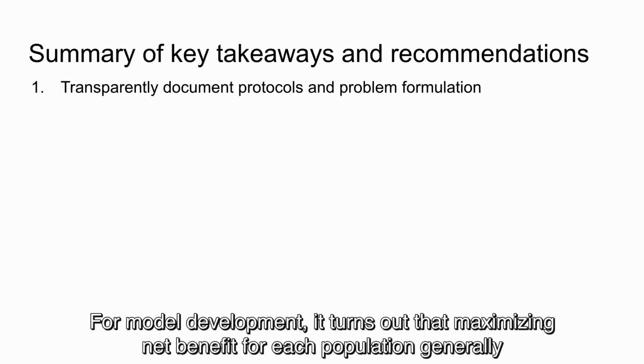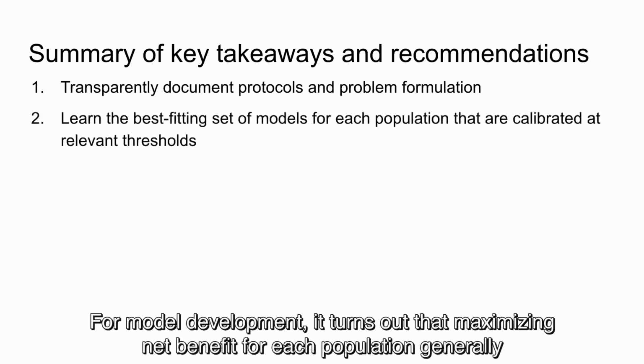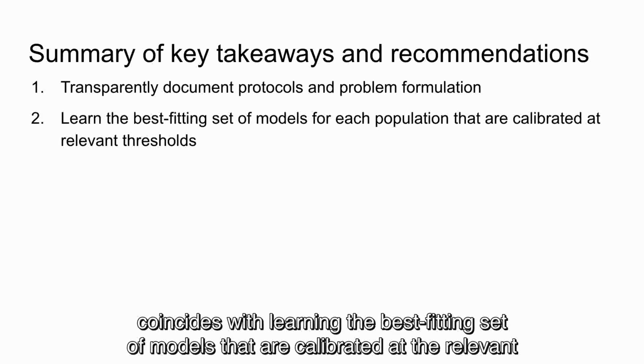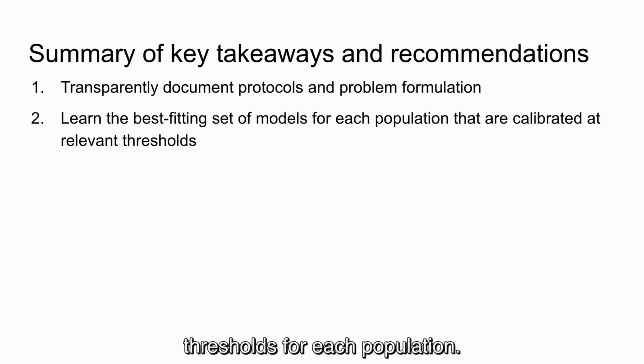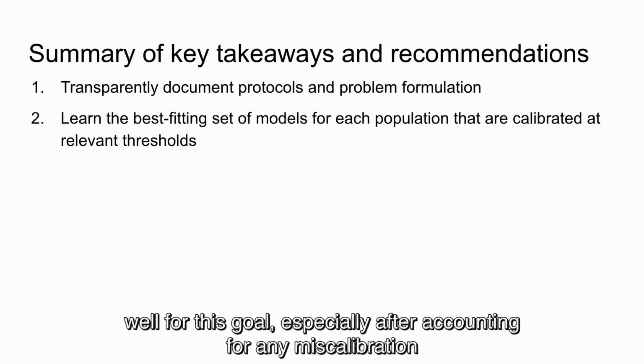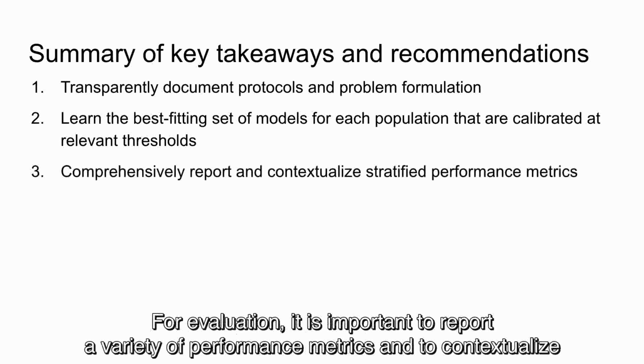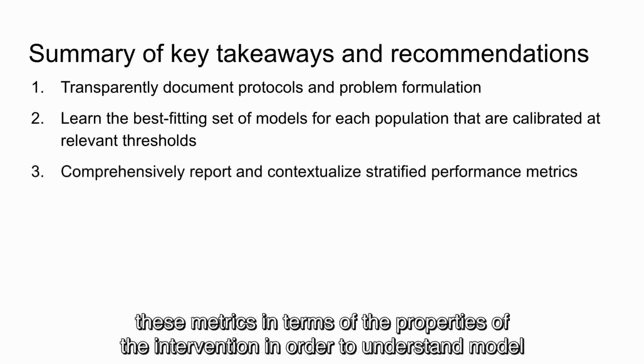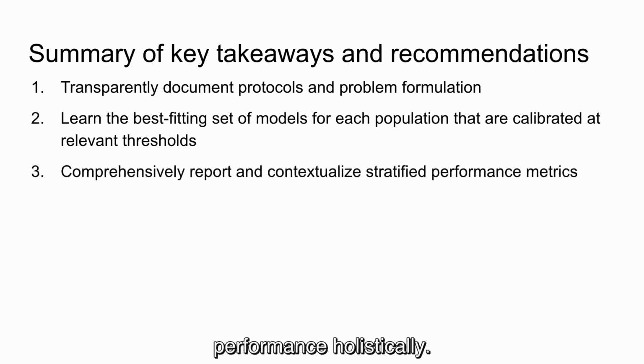For model development, it turns out that maximizing net benefit for each population generally coincides with learning the best fitting set of models that are calibrated at the relevant thresholds for each population. Training one model with empirical risk minimization over the entire population appears to work well for this goal, especially after accounting for any miscalibration. For evaluation, it's important to report a variety of performance metrics and to contextualize these metrics in terms of the properties of the intervention in order to understand model performance holistically.